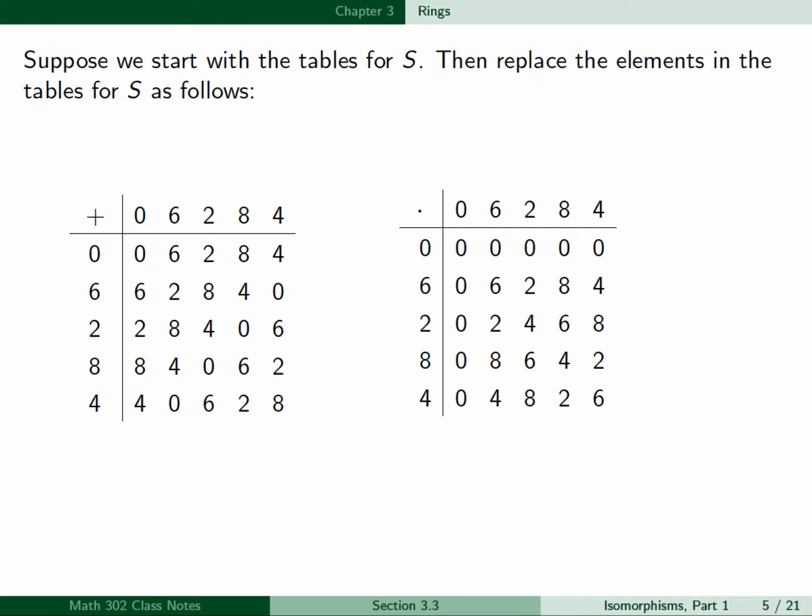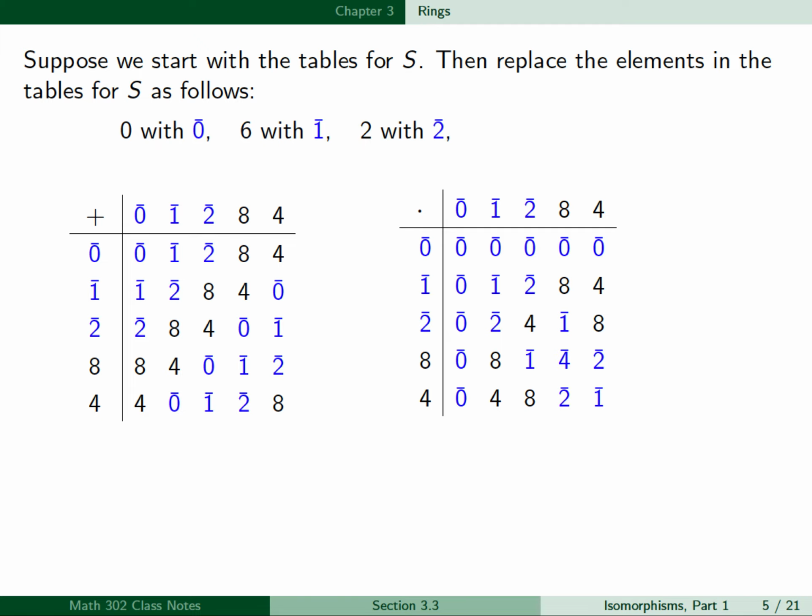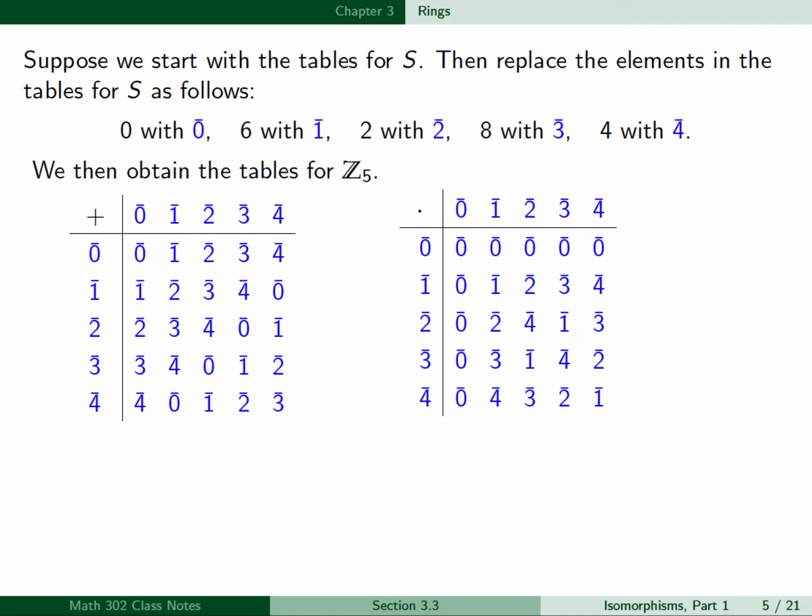Then replace the elements in the tables for S as follows. 0 will be replaced with 0 bar. 6 will be replaced with 1 bar. 2 with 2 bar, 8 with 3 bar, and 4 with 4 bar. Now examining these, we obtain the tables for Z5. So starting with the tables for S and then replacing the elements as shown, we obtain the tables for Z5.